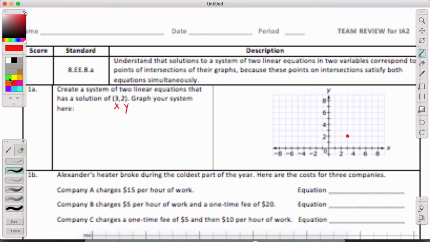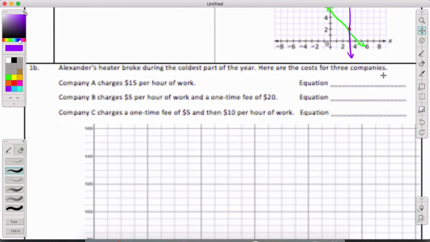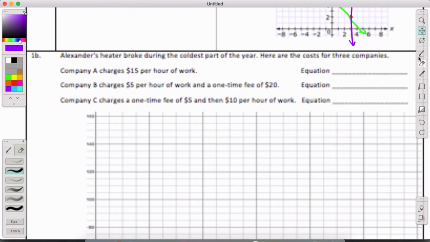And they just want you to create any 2 lines that share this coordinate point. So I'm just going to make one line here. Kind of goes through it. It's supposed to go all the way through, but this thing doesn't work very well. And then any other line. So I'm just going to go straight down. That's another line. And these are 2 systems of equations that share the same coordinate point. Done. All right, and moving on to the first part of 1B.